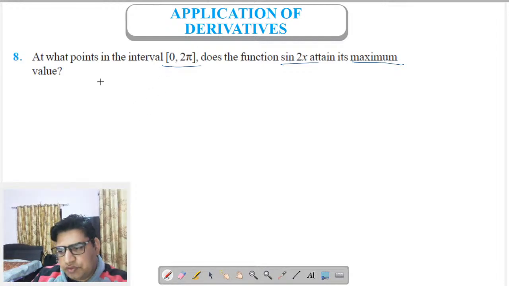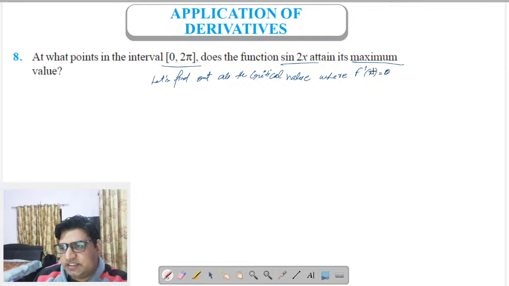Okay, so what we do here is we'll try to find the critical points inside the given interval. So let's find all the critical values where f dash x is equal to 0. Okay, where f dash x is equal to 0.